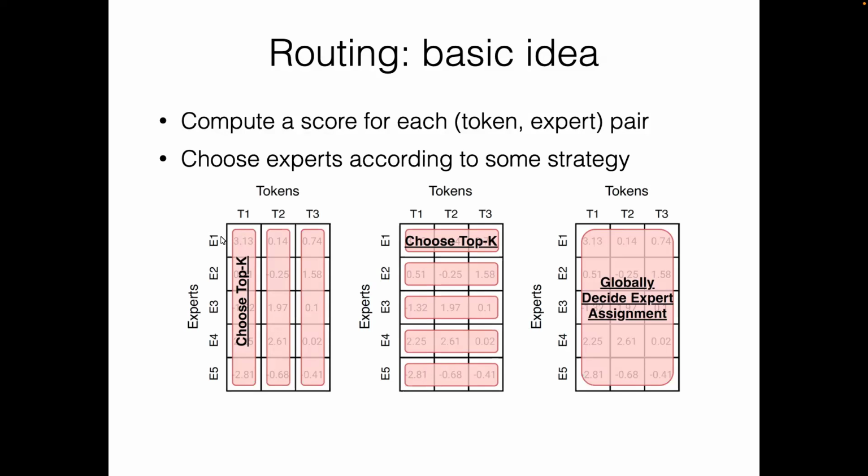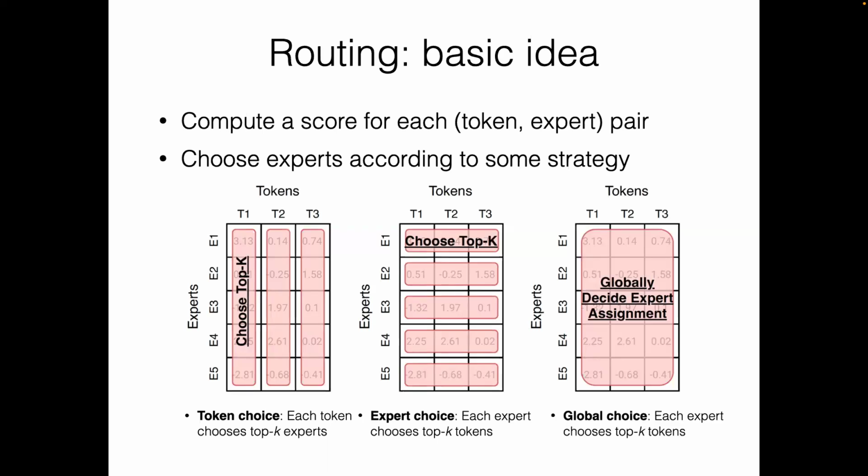Here are some possible things you could do. On the y-axis, we have the experts, E1 through E5. And here we have 3 different tokens. One strategy you could call token choice. Each token will choose, say, the top K experts. Let's say that K is 2. Then for each token, you're going to route to 2, possibly different experts. The other thing you could do is what's called expert choice. Here, the expert says, which tokens do I want to process? So now the expert is choosing the top K over the tokens.